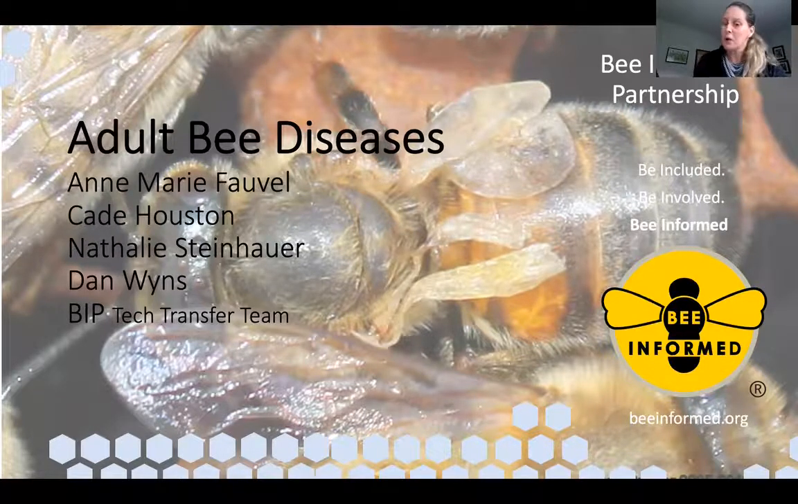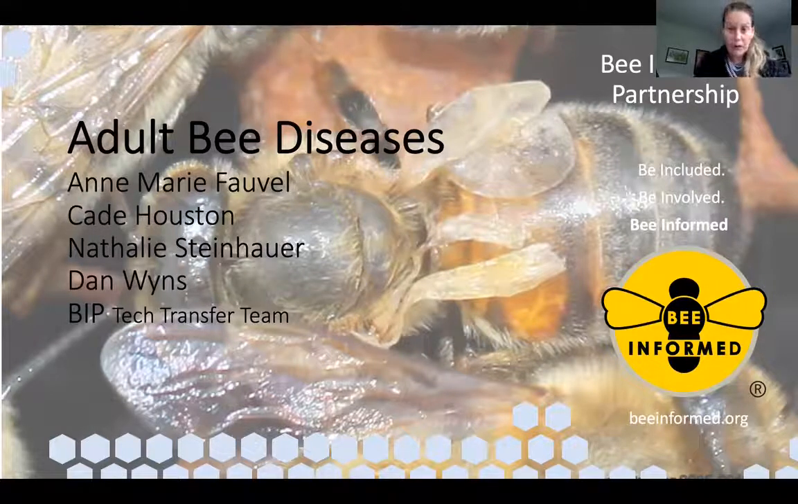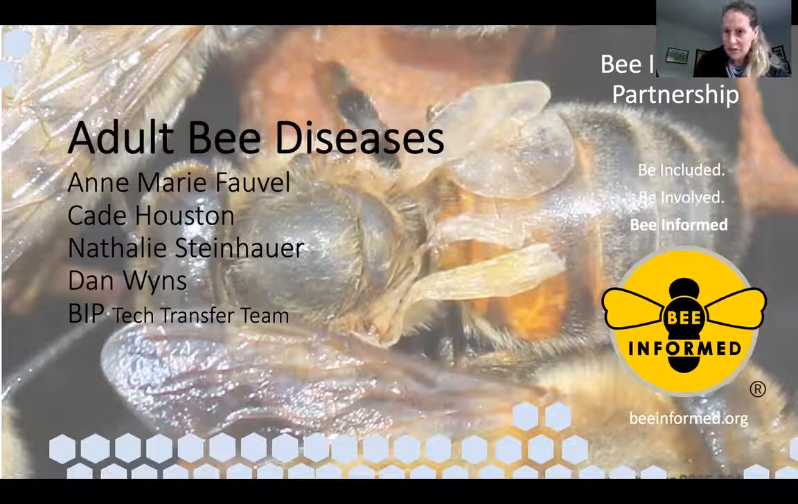This is part two of a series of webinars that we did at the Bee Informed Partnership. This one is really about honeybee adult diseases. We have another one on brood diseases, which covers American foulbrood, European foulbrood, chalkbrood, and parasitic mite syndrome. And so we will not be addressing those diseases today.